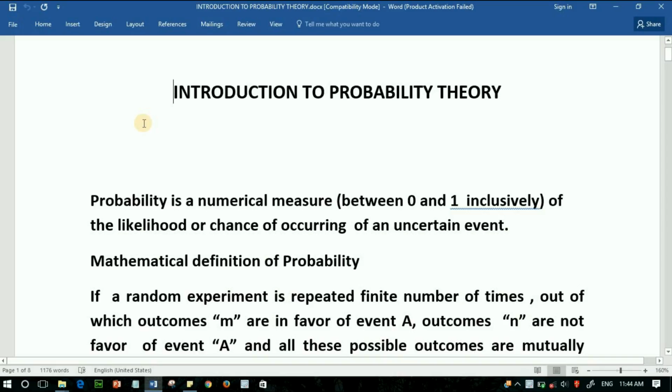In this session, we will discuss introduction to probability theory. Probability is a numerical measure between 0 and 1 inclusive of the likelihood or chance of occurrence of an uncertain event.